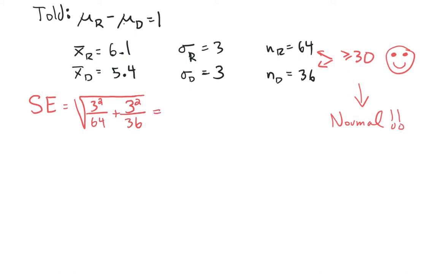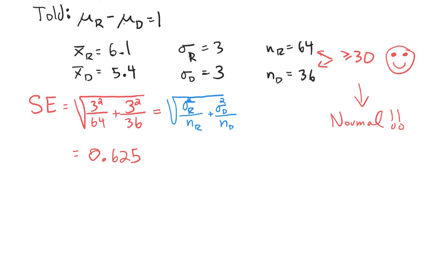And just to be clear, this is the same thing as the standard deviation of our regular cement squared over the sample size of our regular cement, plus the standard deviation of our deluxe cement squared, or the variance of our deluxe cement, over the number in our sample for deluxe cement. And if we calculate that, you can check, we're going to get 0.625 rounded to 3 decimal places. So the standard error, or sampling distribution standard deviation in this case, is roughly 0.625.